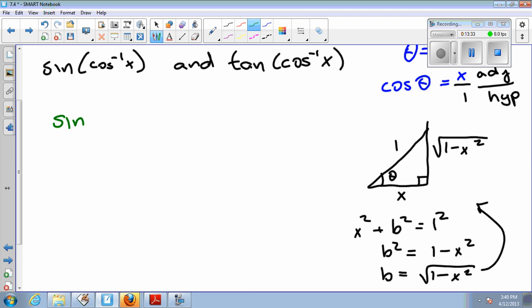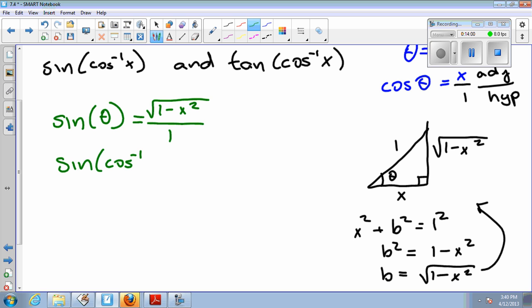So I have sine of inverse cosine x. It is now sine theta. And using our right triangle, we go opposite over hypotenuse. So that is root 1 minus x squared over 1. So therefore it is just root 1 minus x squared.